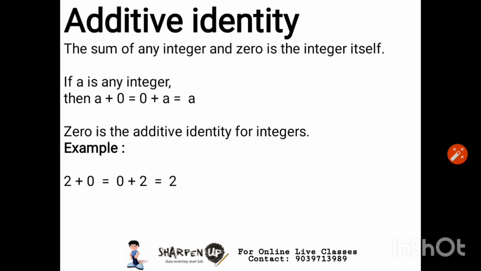So let's start with the additive identity. The sum of any integer and 0 is the integer itself. 0 is the additive identity for integers. That means if I add any integer to 0, the result is the same integer. For example, if I add 2 to 0 in any order, the result is 2 itself.